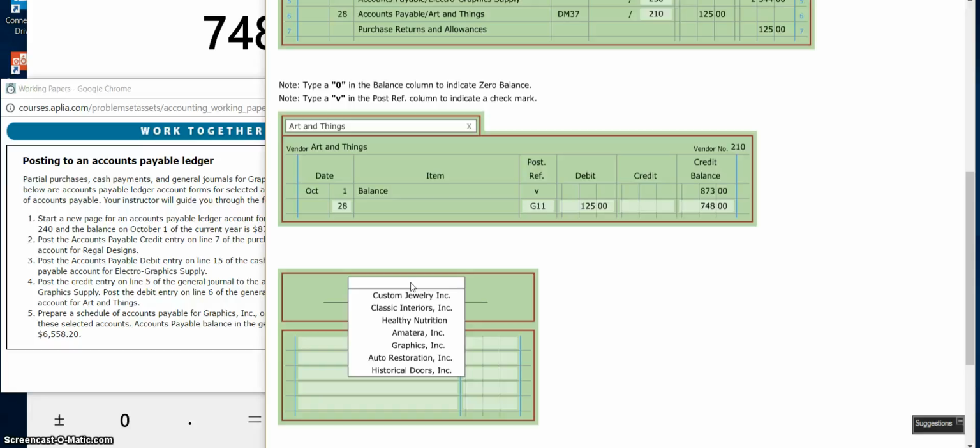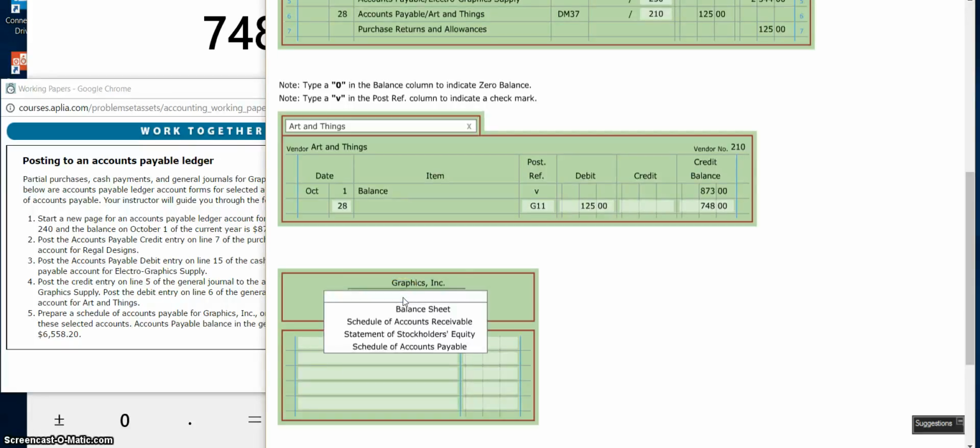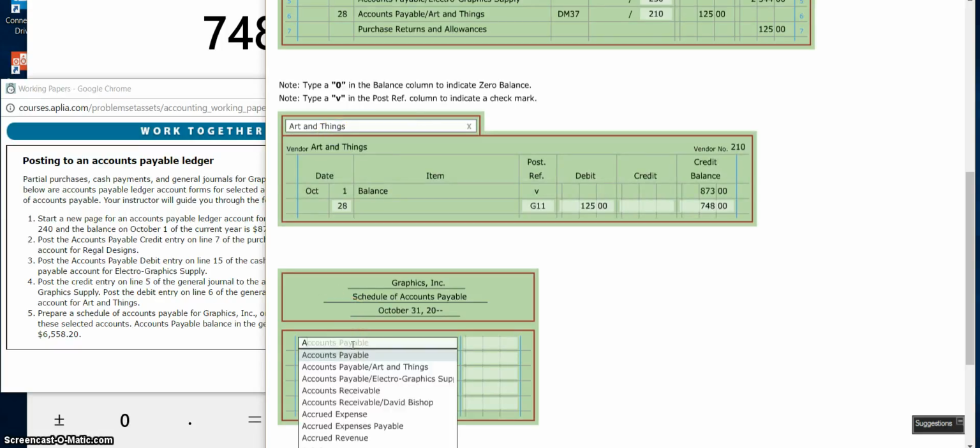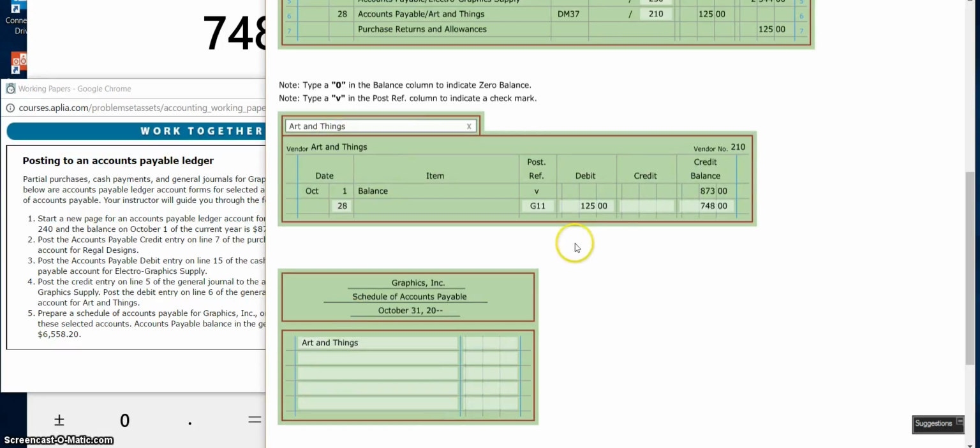So we're going to put the name of our business. The name of our business is Graphic Inks. The second line is going to be the title. This is our schedule of accounts payable. And the date was October 31st of the current year. Okay, so I'm going to make sure that I've got the top one open. That's Art and Things. That's the first account. I'm going to put Art and Things. And all I have to do is take the balance, 748, put it down here.